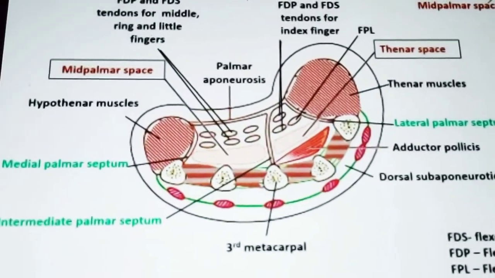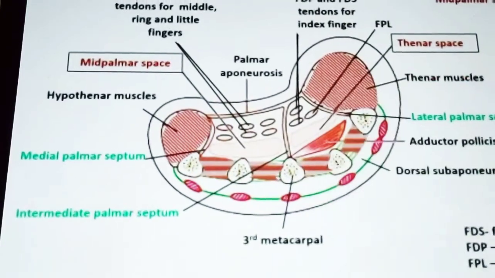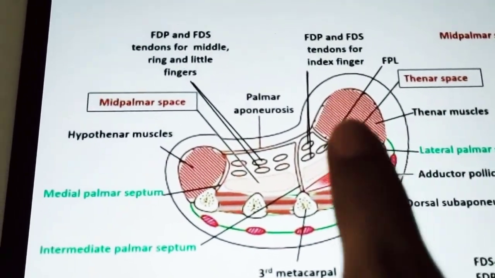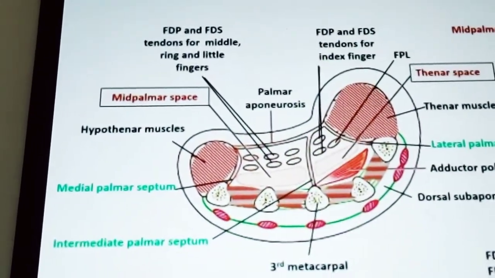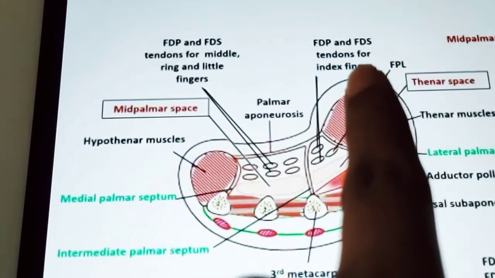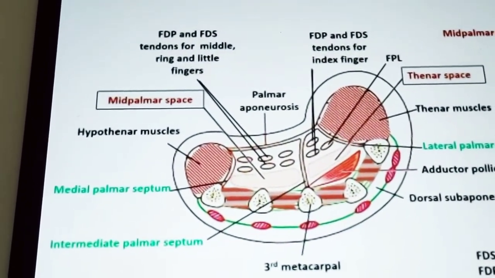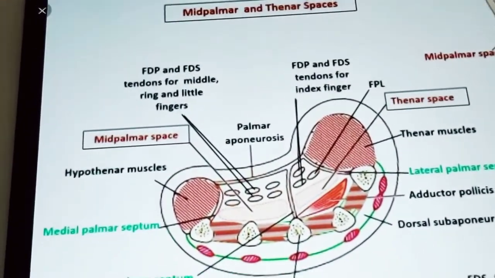So what is the drainage? Incision is made in the first web posteriorly. So in the case of the thenar space, incision should be done through the first web, whereas in the case of the mid palmar space, incision should be done for the third and fourth fingers. Hence you can see it is written flexor digitorum profundus and flexor digitorum superficialis tendons mainly for the index finger, right? So that is nothing but incision done in the first web posteriorly. So this is all about the palmar spaces.